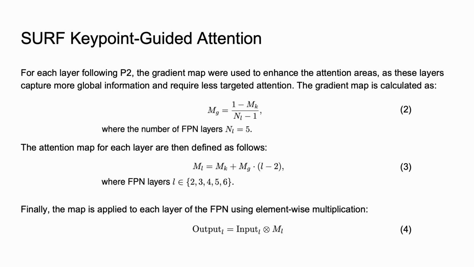Okay, so for each layer following P2, we want to apply another additional gradient map to enhance the attention area, because these layers often contain more global information and require less targeted attention. And the gradient map is calculated as equation 2. So for each layer, we have the attention map calculated with equation 3, which is basically for higher layers, we have more gradient map on it. And finally, the map is applied to each layer of the FPN using element-wise multiplication.